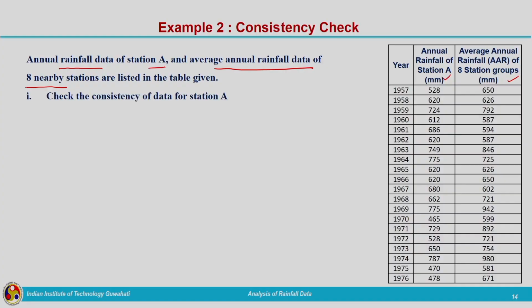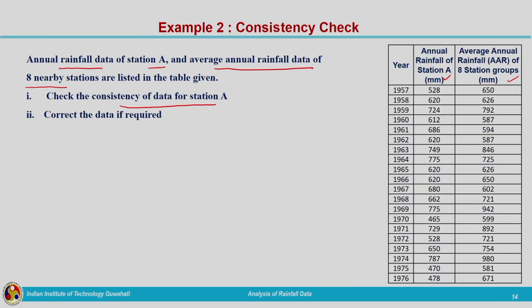Now, what we need to do? We need to check the consistency of data for station A, whether this data series is consistent or not. And second, if there is any inconsistency, you need to correct it by making use of the double mass curve method. If you use the mass curve method, you can understand whether all the data points are coming on a straight line, and if there is no observed deviation in slope, then we can assume that the data is consistent.